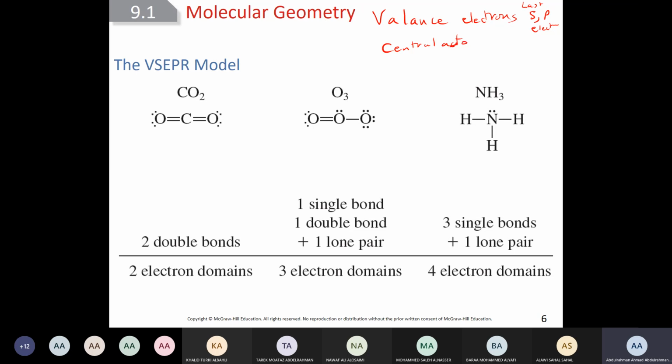What's the central atom? The central atom is the one which is in the middle. What is a terminal atom? The ones on the sides. Very good. And then I want to make a new definition, which is the electron domain.